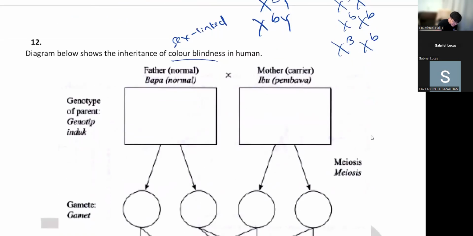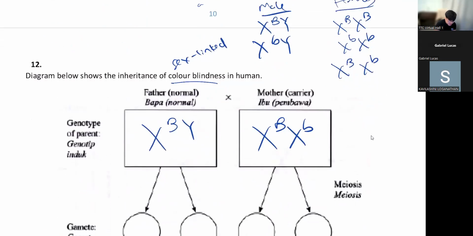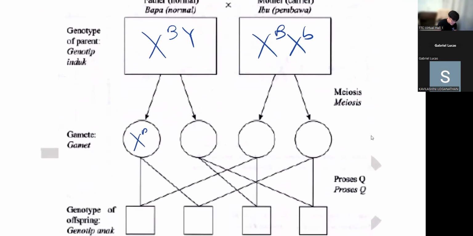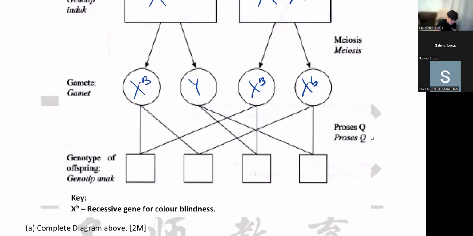All right. So if a normal father, which is X big B Y, marries a carrier mother, which is X big B, X small b, okay, we are on page 11, by the way, of the revision notes. So when you split this into two, X big B and Y, X big B and X small b, when you recombine them, X big B X big B, X big B X small b, X big B Y, and X small b Y, right?